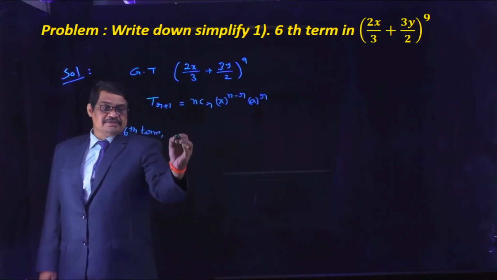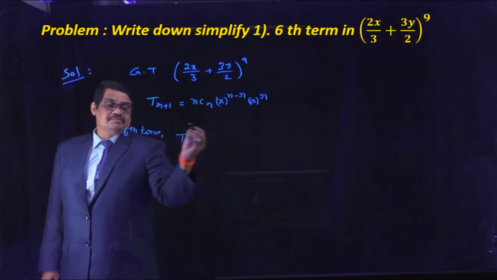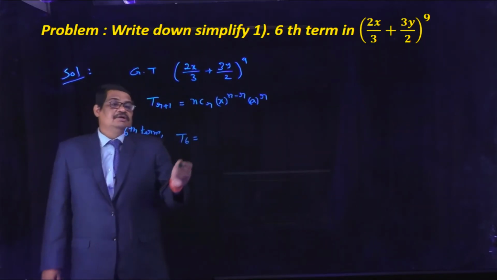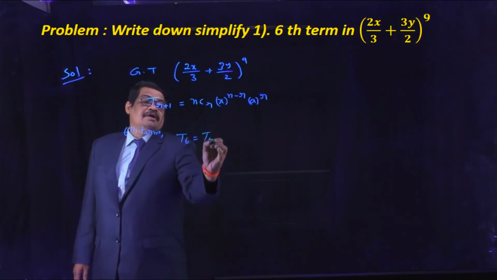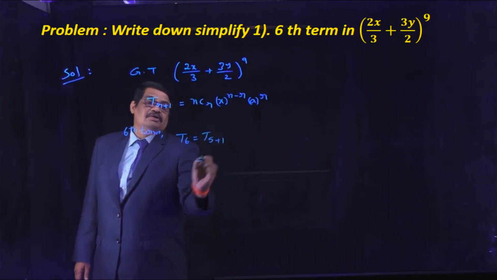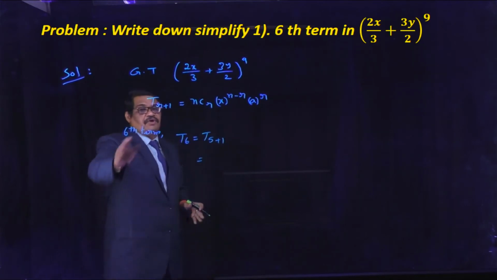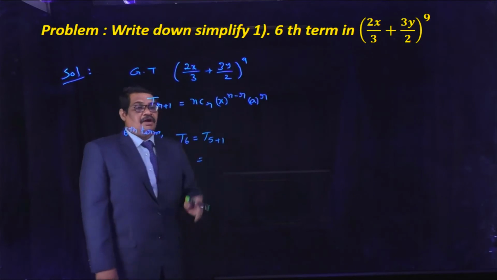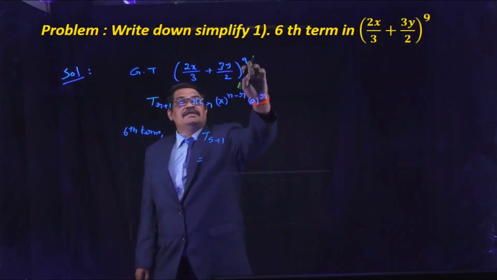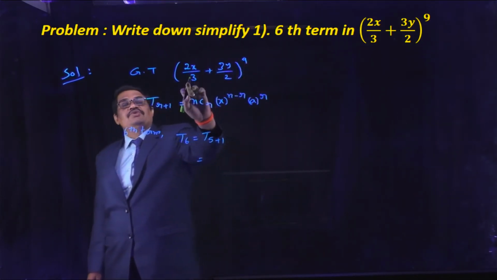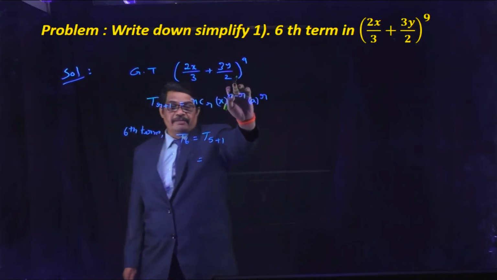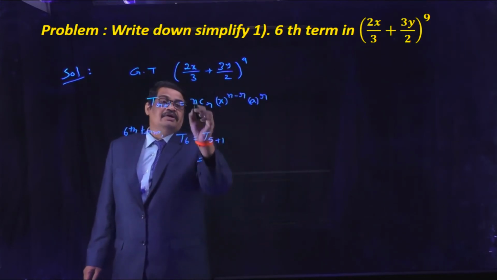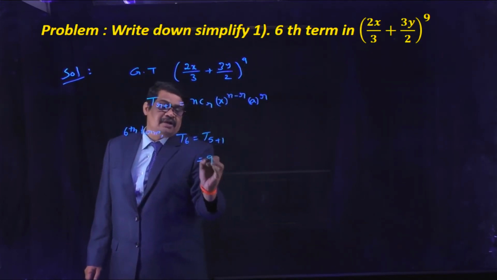Sixth term, that is T6. T6 is the sixth term. That 6 can be written as 5 plus 1. Now we converted it into the form T(r+1). We take r as 5, and here n is 9, the first term is 2x/3 and the second term is 3y/2. Now we are writing the sixth term, that is T(5+1).